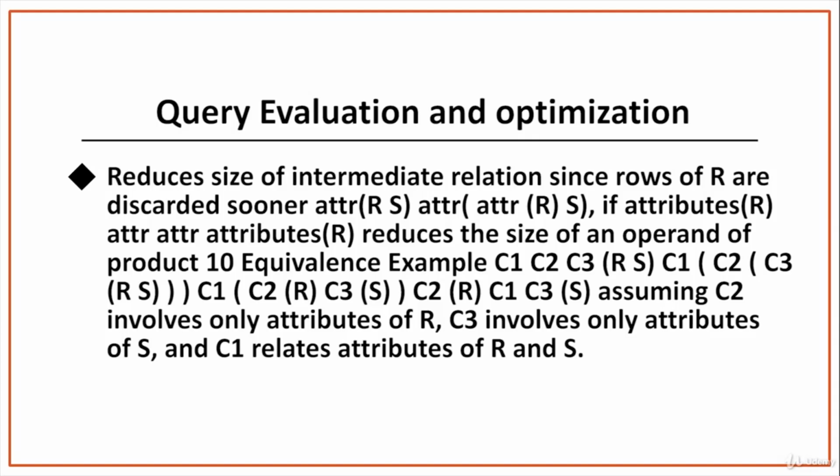π_ATTR(R × S) = π_ATTR(π_ATTR'(R) × S), where ATTR' are the attributes of R in ATTR. This reduces the size of an operand of the product. Equivalence example: σ_C1∧C2∧C3(R × S) = σ_C1(σ_C2(R) ⋈ σ_C3(S)), assuming C2 involves only attributes of R, C3 involves only attributes of S, and C1 relates attributes of R and S.